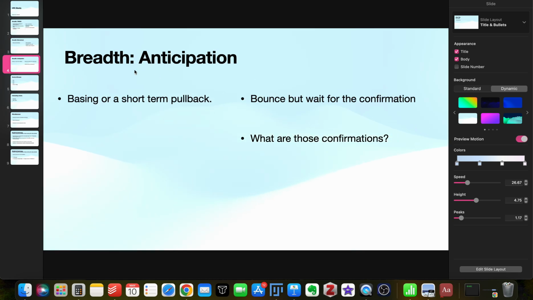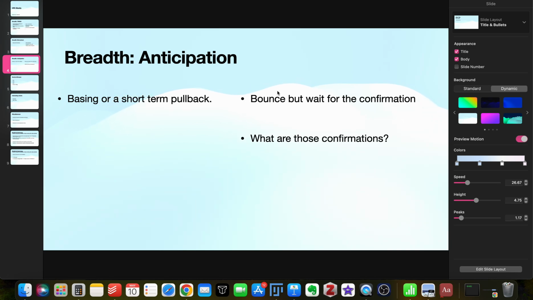So, anticipation. Last week, we anticipated that a basing or a short term pullback could be on the cards, and asked you not to be surprised by that. This week, because we are at around the support levels of ascending channels, a bounce could be anticipated.